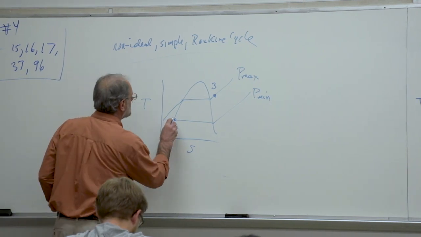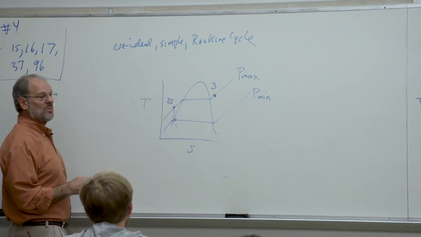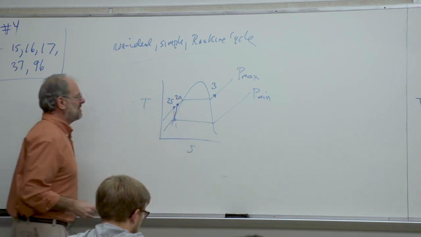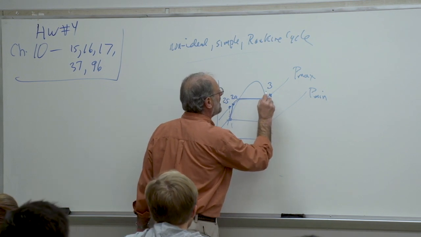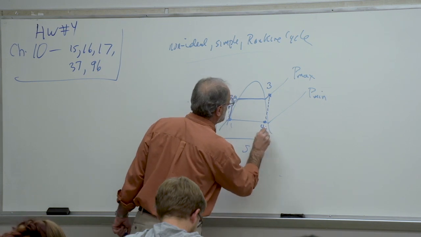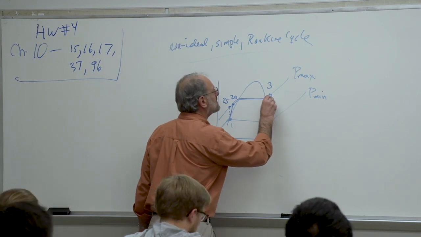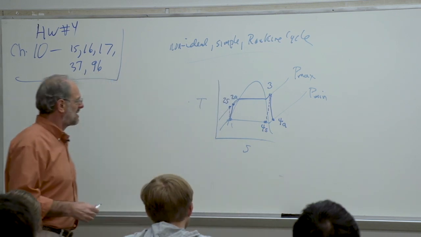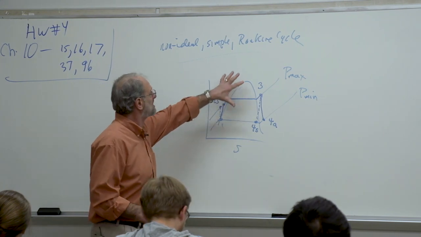So as we go from 1 to 2S, 2S would be directly above point 1. And of course, 2A, the actual discharge from the pump, is a little bit to the right of that on this maximum pressure line. And then here, 4S is going to be directly below point 3. But in the real case, point 4A is actually going to be to the right of point 4S along that constant pressure line. So this would be a general diagram that illustrates this process.